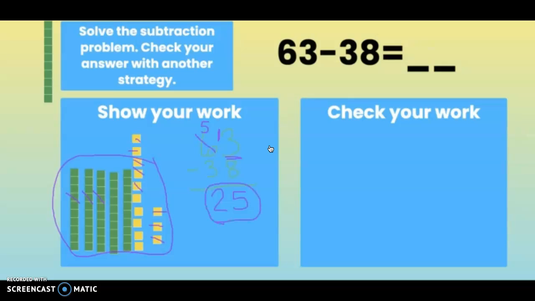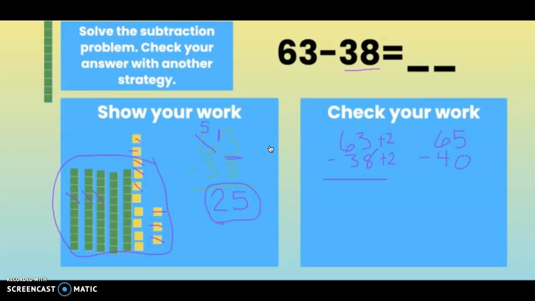Now I'm going to check my answer with the transformation strategy. And because I noticed that 38, I could move that number up to 40, rewrite the number. So transformation, that means if I had 63 minus 38 as the equation, if I added 2 to both numbers here to keep that difference the same, so whatever I do to one number, I want to do the same to the other. Now I would have a new problem, 65 minus 40.